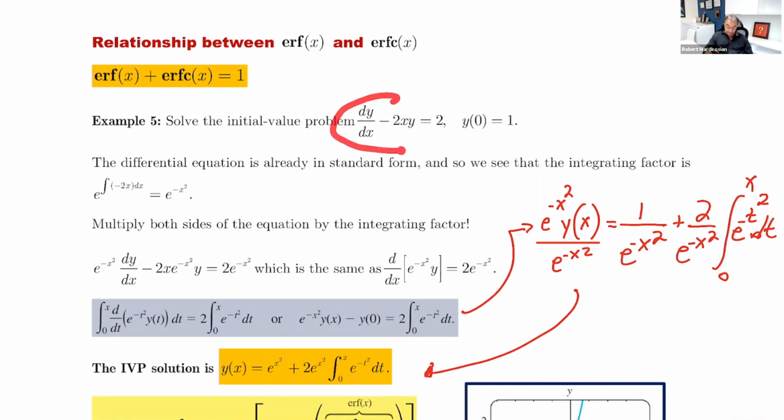We have a linear equation here, and the initial condition is given. So this is standard form. We know this is p of x, so we can say the integrating factor is e to the power of negative x squared. If I multiply both sides by e to the power of negative x squared, then this is what we get. So we know this is a perfect product rule: the derivative of e to the negative x squared times y equals 2e to the negative x squared. However, this is not easy to integrate.